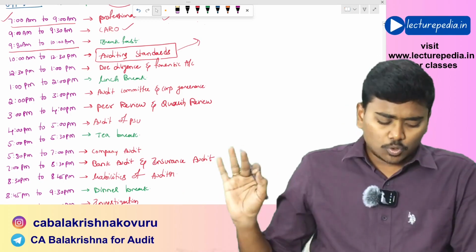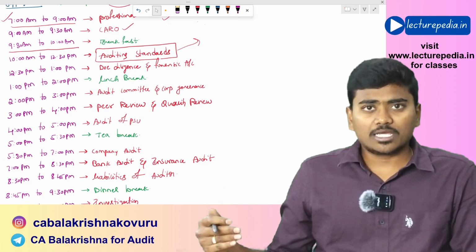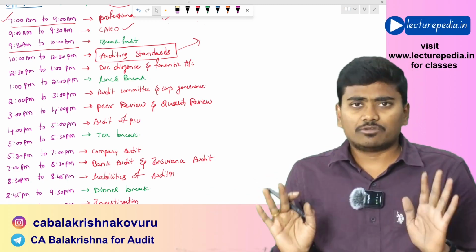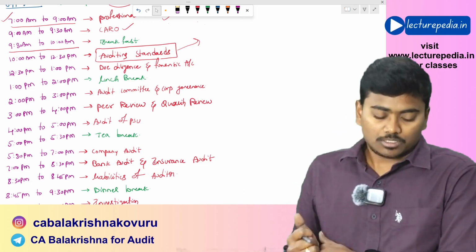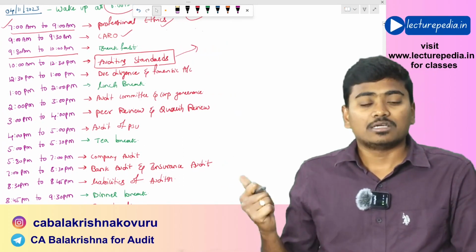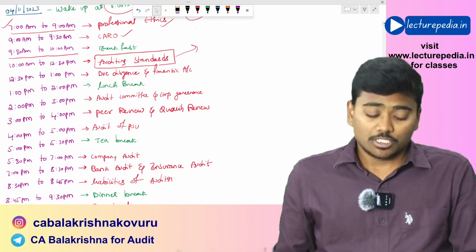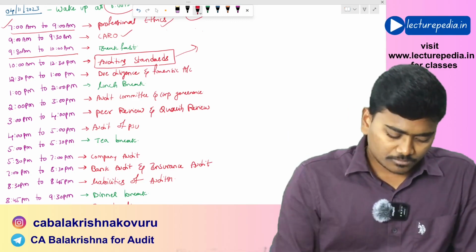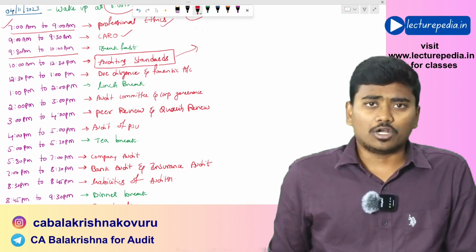But don't give more than 2.5 hours for auditing standards. If you give more time, at most 3 hours you give. More than that you don't give for auditing standards, because if you give a lot of time for auditing standards, you cannot revise other chapters, because there is other syllabus as well. You need to cover that also. So at max give 3 hours or 2.5 hours for auditing standards.